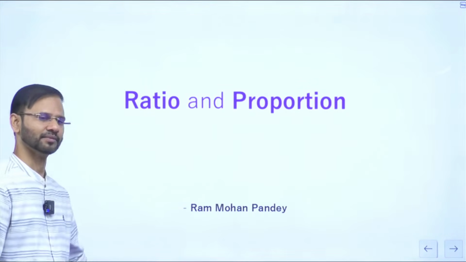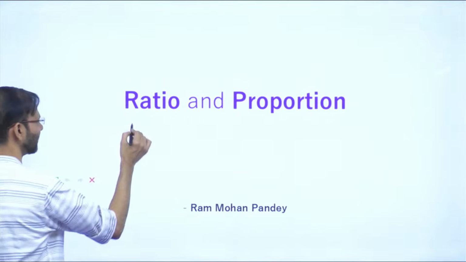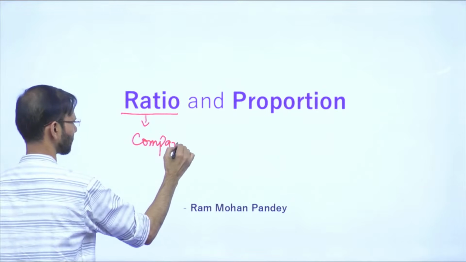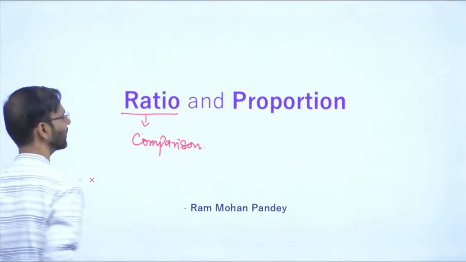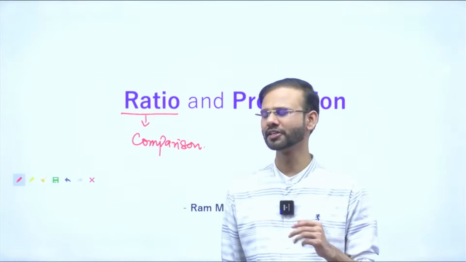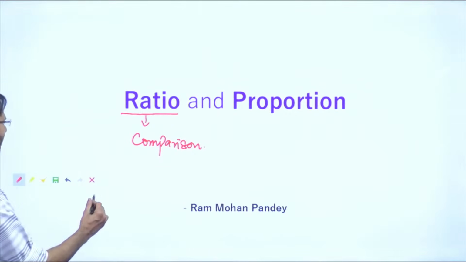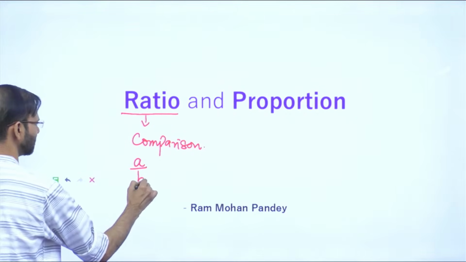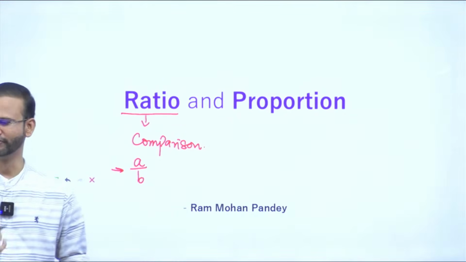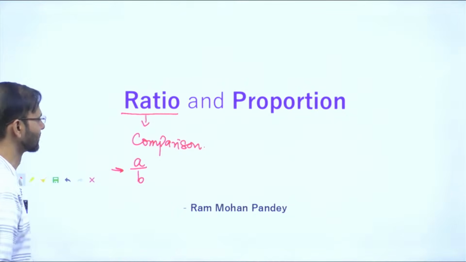Ratio is the comparison, right, everyone? Ratio is just a comparison, okay? Ratio is a comparison between two positive quantities, and expressed in the form of division, where A divided by B. Ratio is the comparison between two positive quantities and expressed in the form of division, where A divided by B. All right? So this is like this, okay?